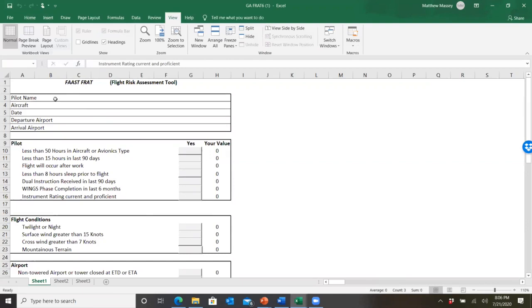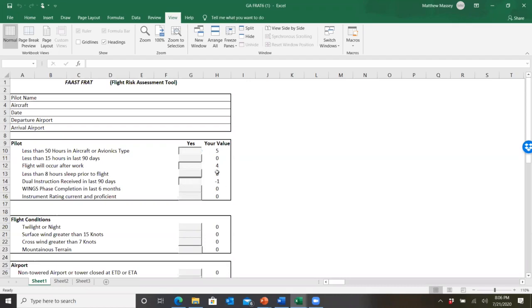Let's say that we're going to go on a flight and we have less than 50 hours in the aircraft. So we type in yes, and that gives us a risk value. Less than 15 hours in the last 90 days, no. Let's say we've been going up with our instructor, we've got our 15 hours. But it will occur after work. Did we get less than 8 hours of sleep? Yeah, let's say we were pretty good and we did get our sleep. But we did get dual instruction received in the last 90 days. Yes, we have been going up with our instructor.